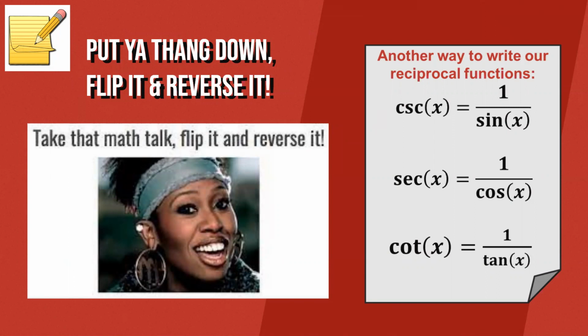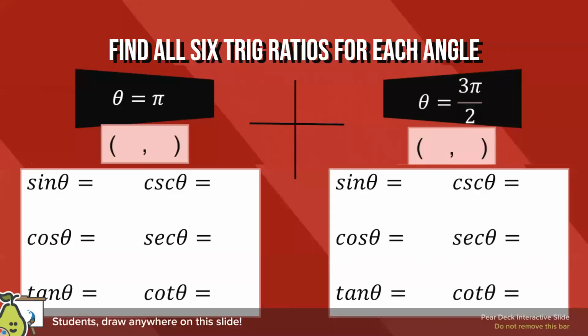We are going to do some evaluating using all 6 trig functions: sine, cosine, tangent, cosecant, secant, cotangent. Ready? Buckle up, let's do it. So we're going to find all 6 trig ratios for each angle, and we're going to start with angle measure theta equal to pi. Pi is one of our quadrantal angles. We know from the unit circle that this angle right here is 0 or 2 pi. This angle right here is pi over 2. This angle over here is pi. And the last one down here is 3 pi over 2.